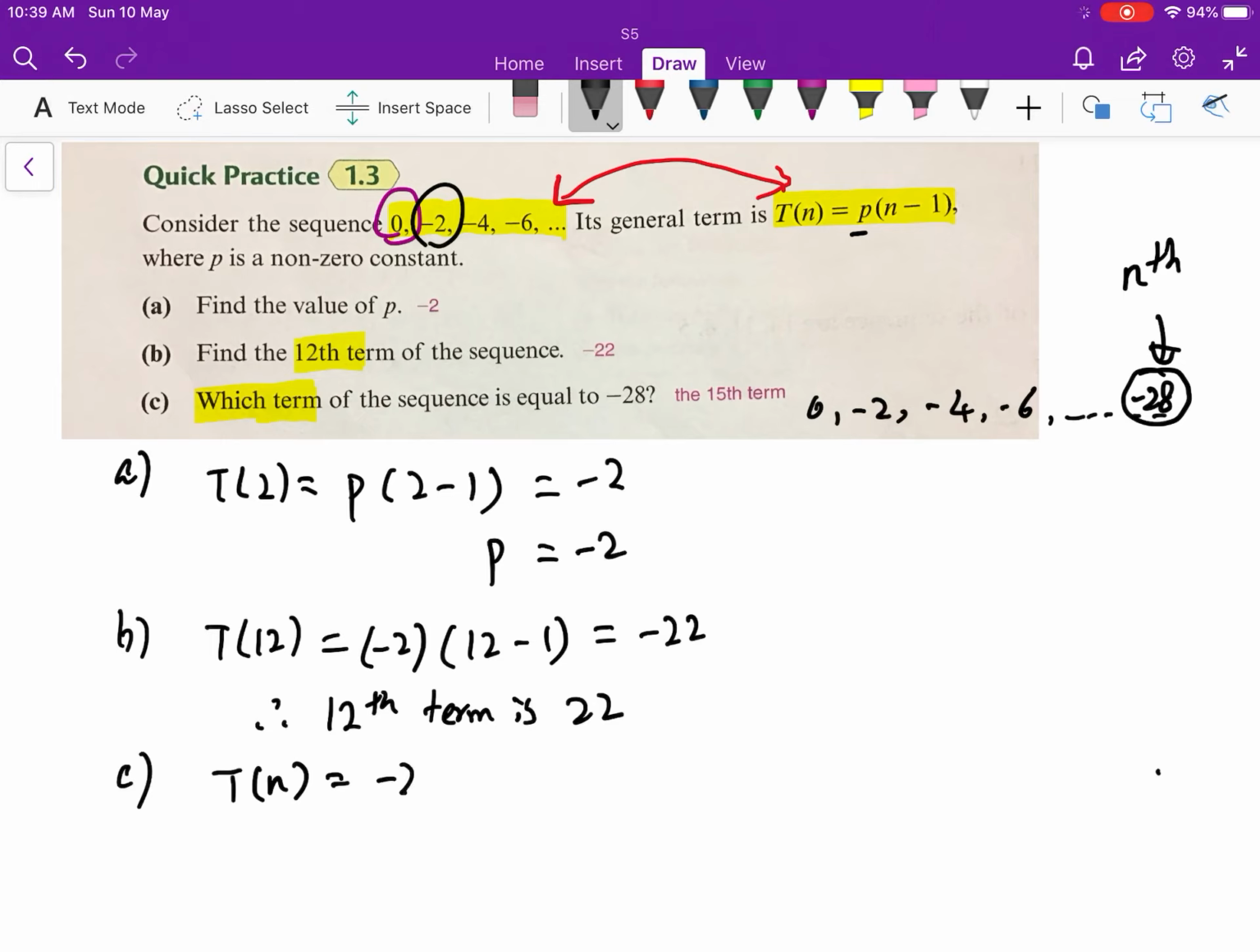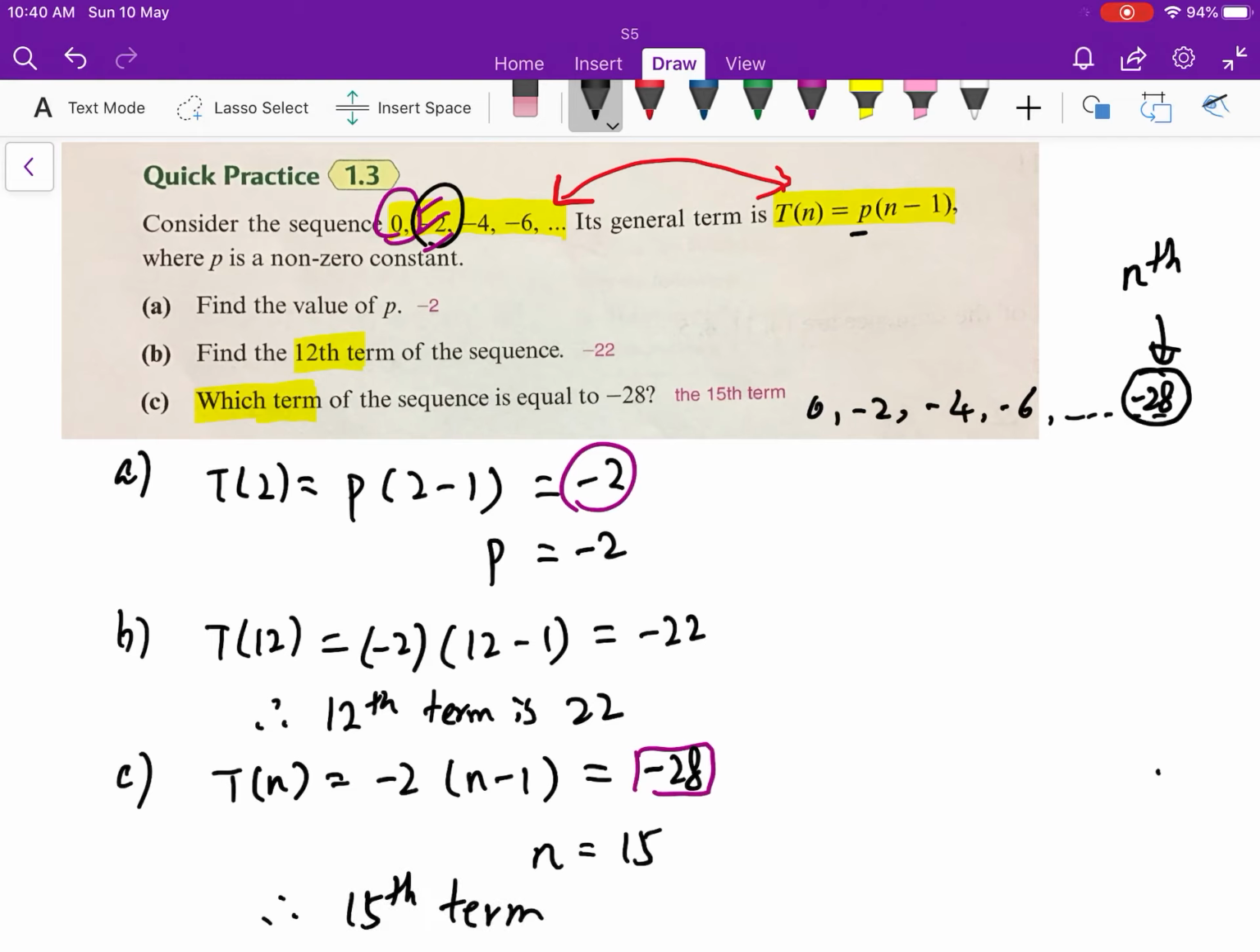n is your unknown, -2 and -1. But I know the value standing here, just like this one: -2, -22. Then here we'll have -28. I know that the value is -28, but I don't know the position. So just solve the equation and you will find n. n is equal to 15. Then answer the question: it will be the 15th term.